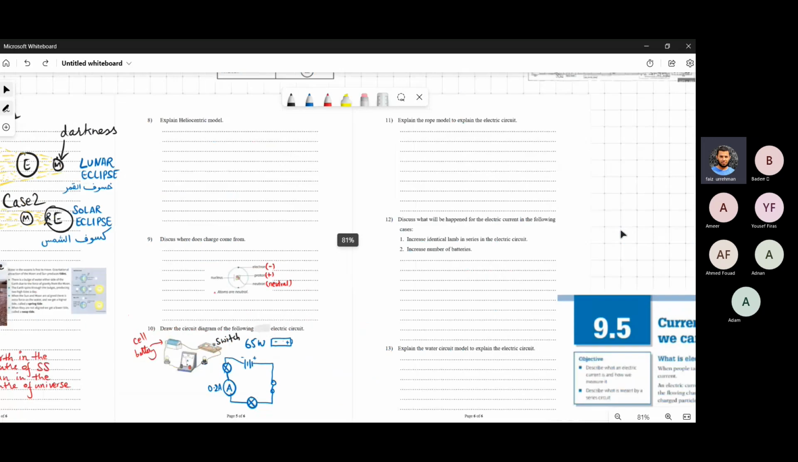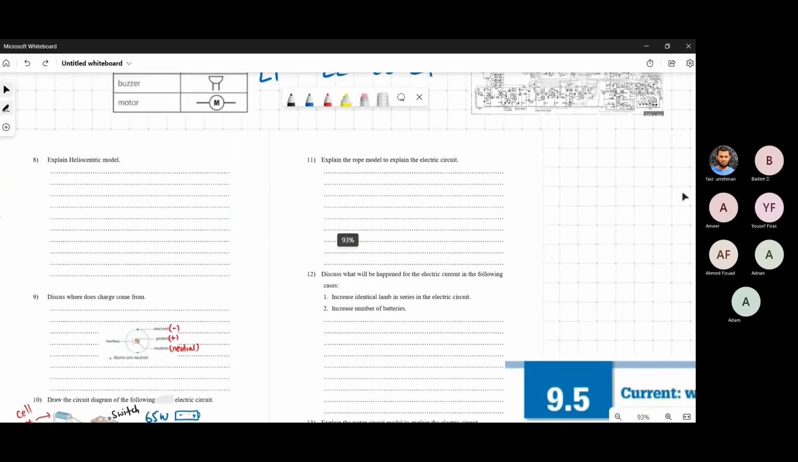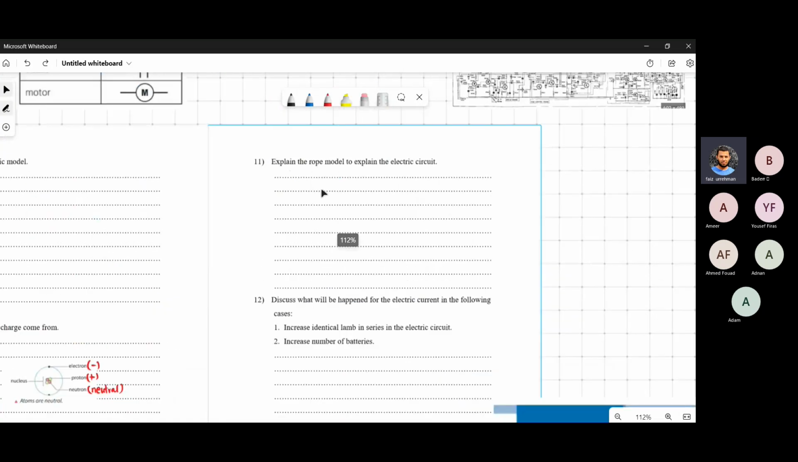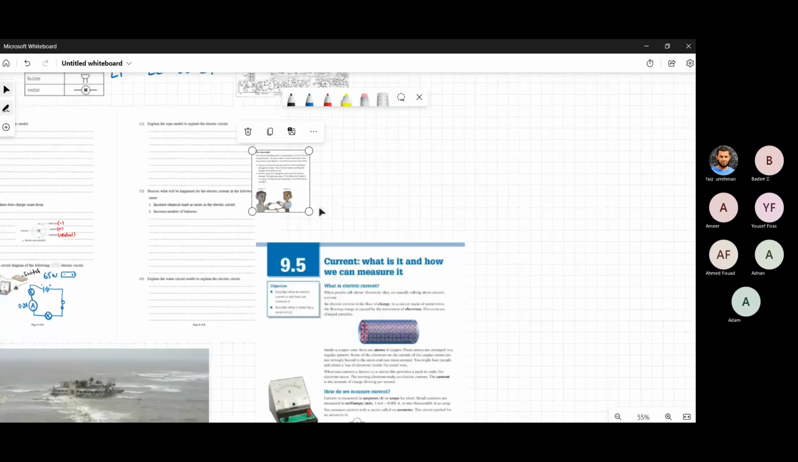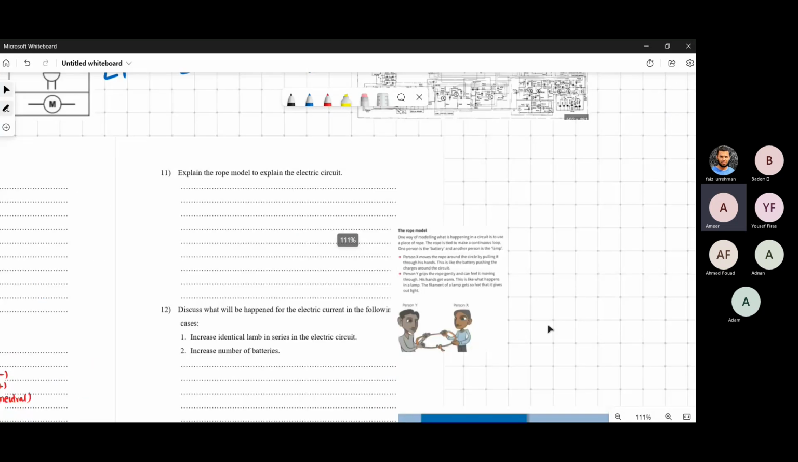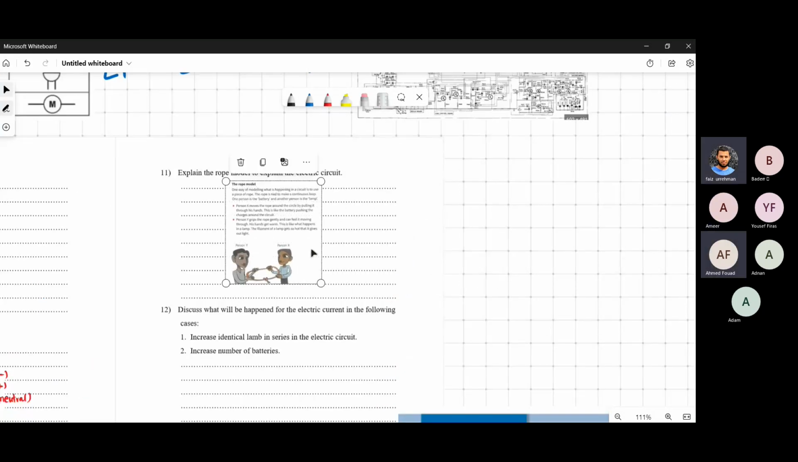Okay, now. Okay, this is gone now. Explain the rope model to explain the electric circuit. Can I see, Mister? No. Why? I'm joking. Who else wants to give the answer? I will bring the screenshot now. Smile is not there today, huh? Yeah, Mister, you have a dentist appointment.